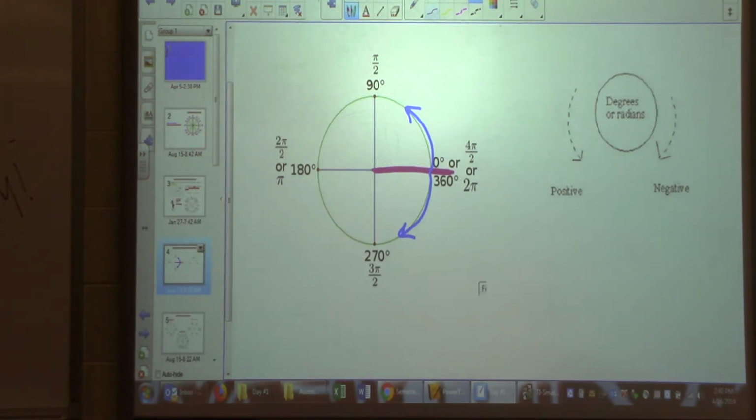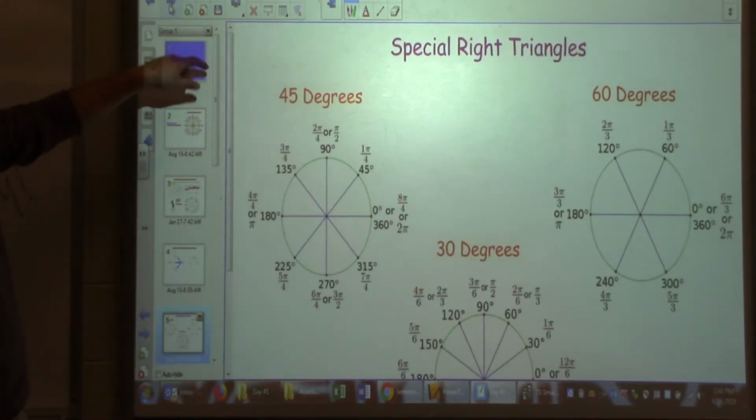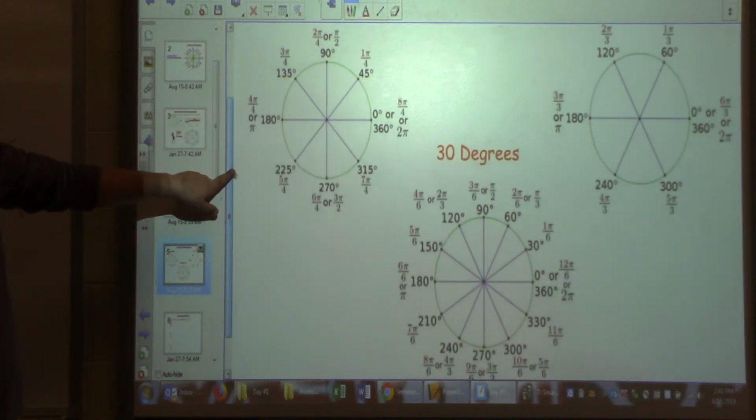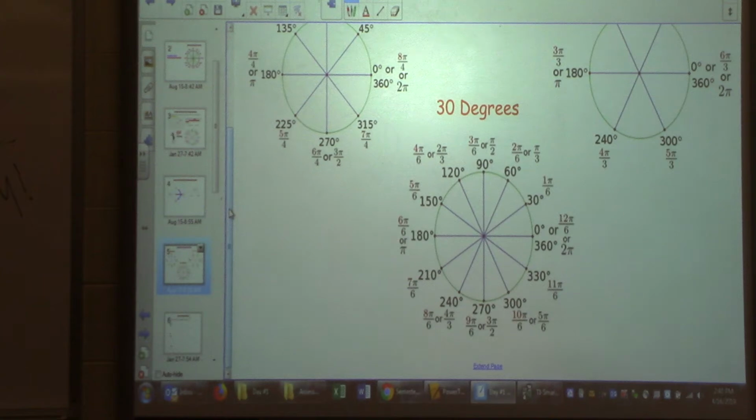Any questions so far about the unit circle? Okay, what's next? Well, let's look at this. If I look down here, what are you more comfortable working with, degrees or radians? Degrees, right? Have you ever worked with radians before?